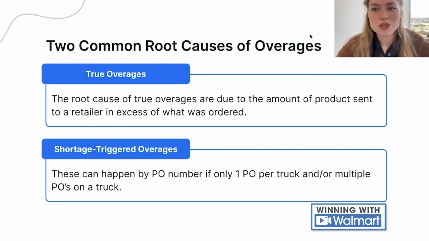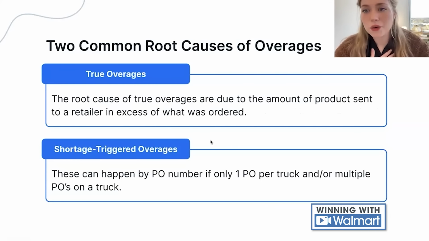Here we go. There are two common causes of overages. There are true overages, which are a valid fine or a valid overage, meaning that you have actually sent more product than what was ordered. I don't feel like most suppliers knowingly do this, because why would you send product that you're not going to get paid for, or that you'll receive a fine for? This can happen if you have an issue with your case calculations or something like that. But usually what we see more of is shortage-triggered overages.